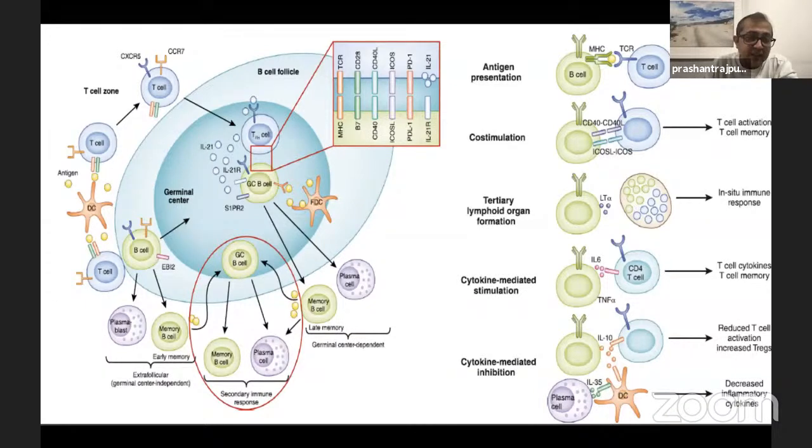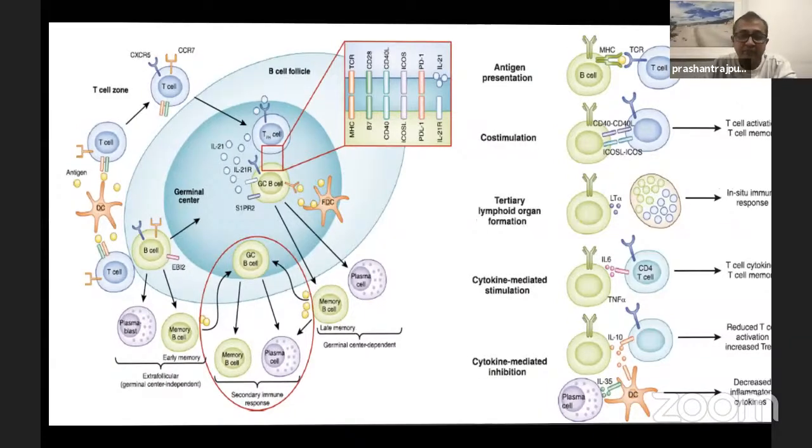The activated B cells in the extrafollicular part of the lymph node cause stimulation of the B cells in the germinal center, and that leads to a secondary immune response in the form of memory B cells and the antigen specific plasma cells. Then these activated T cells also stimulate the germinal center B cell through the co-stimulatory pathway, and this leads to production of plasma cells, which leads to a late immune response.